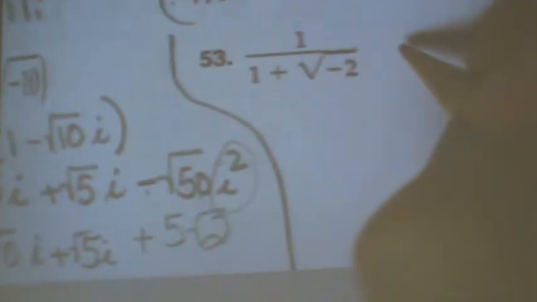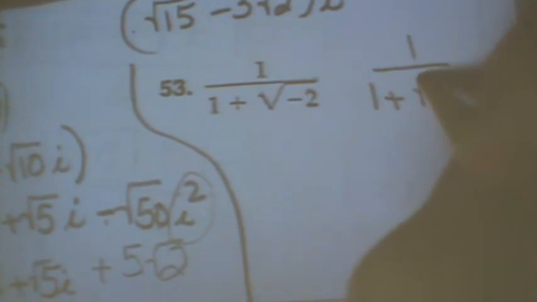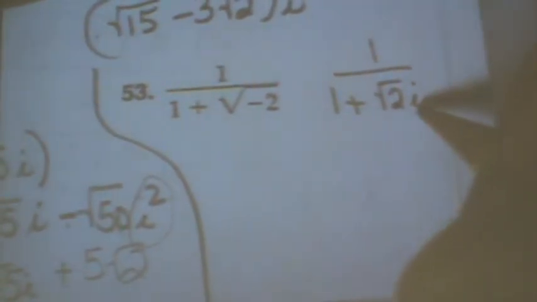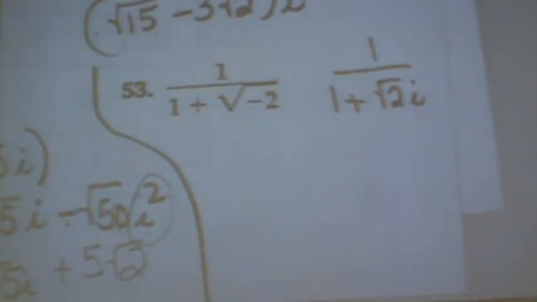And this last one, you are going to have to multiply by the conjugate. I would write this as root 2i. You're going to multiply this top and this bottom by 1 minus root 2i. Stop it and I'll finish it.